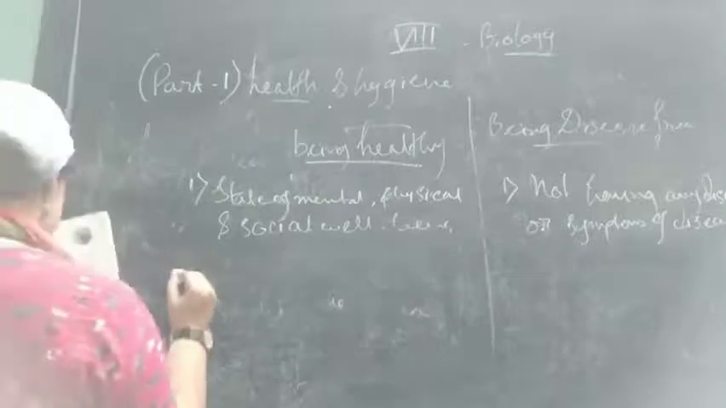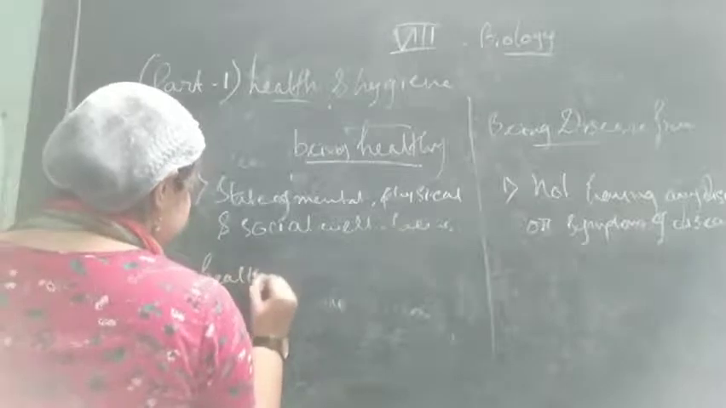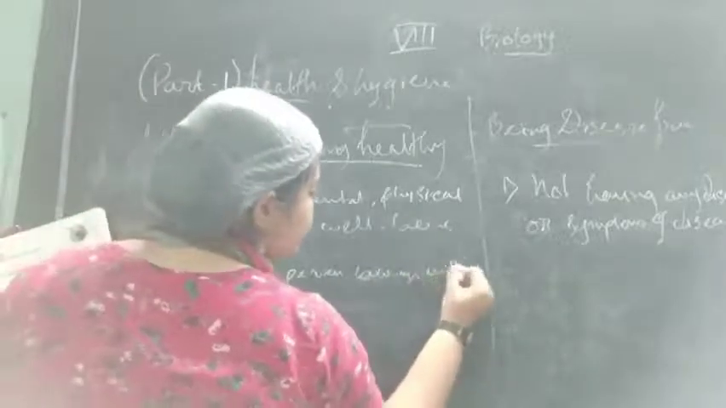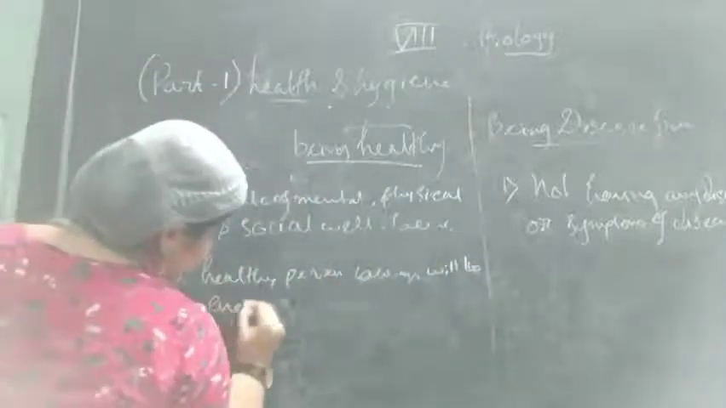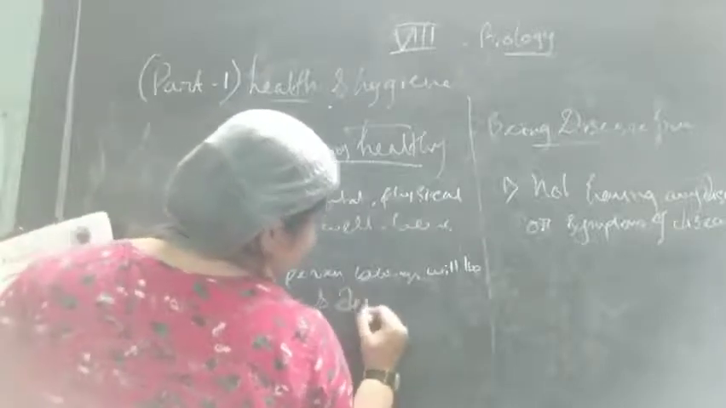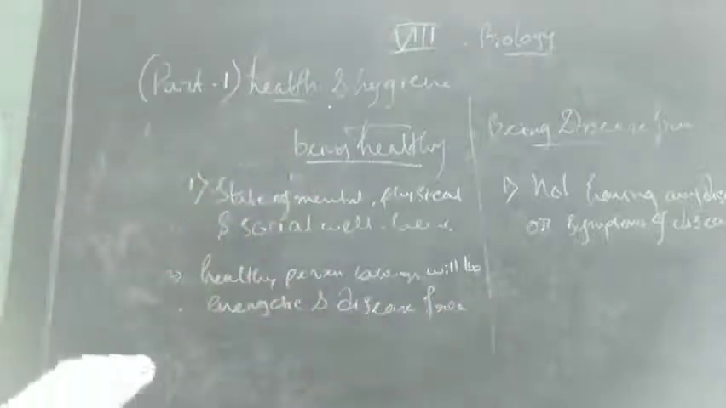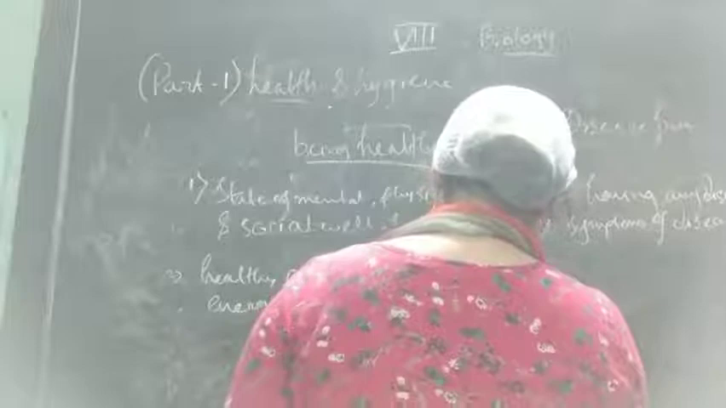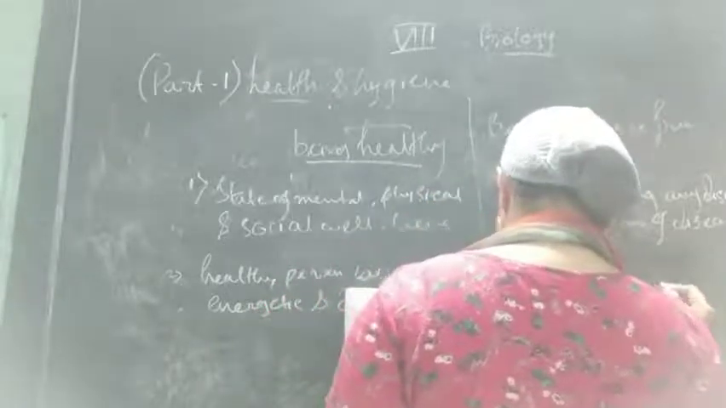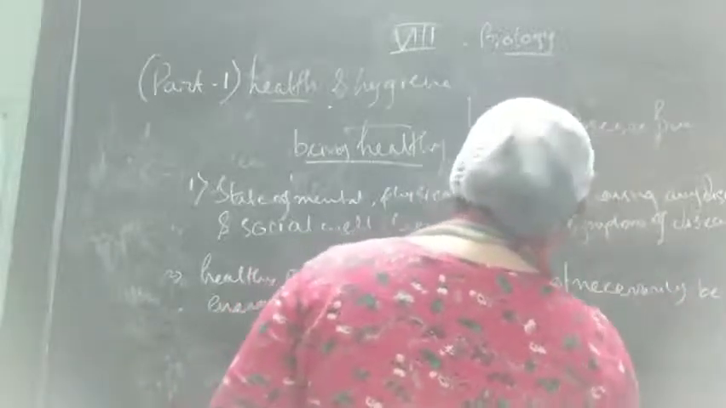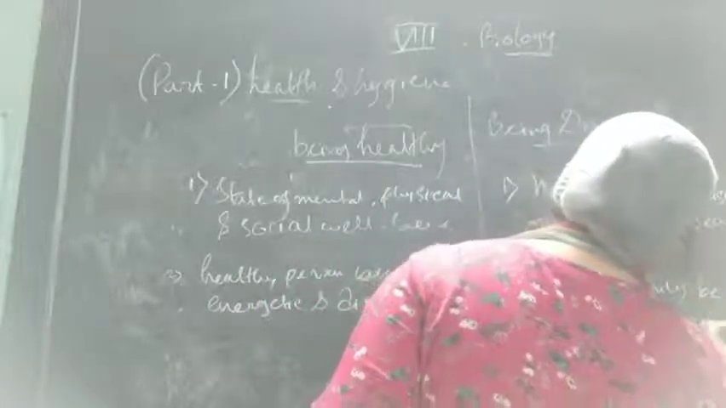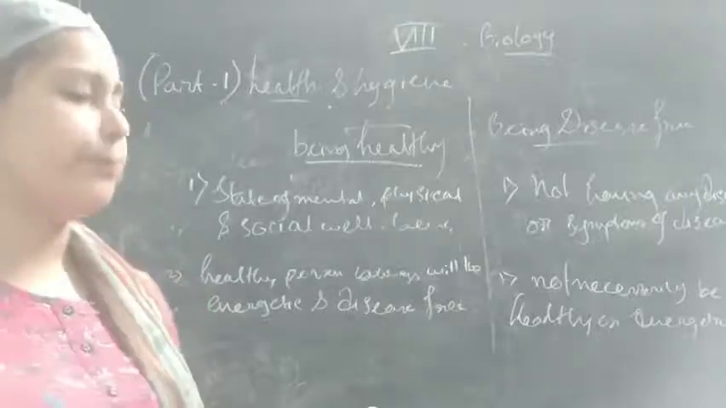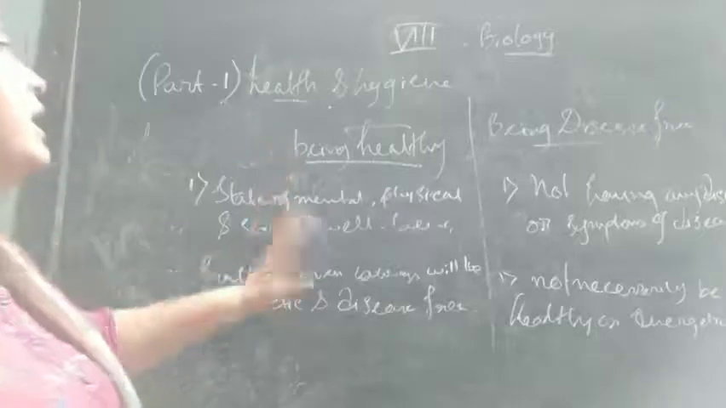Now the second point. The healthy person will always be energetic and disease-free. But the person who is disease-free will not necessarily be healthy or energetic. That means if the person is disease-free, it doesn't mean that the person is healthy. The person also can be unhealthy. So these are the main differences between being healthy and being disease-free.